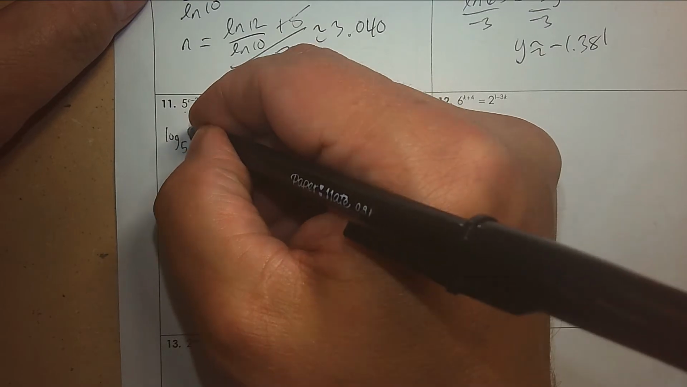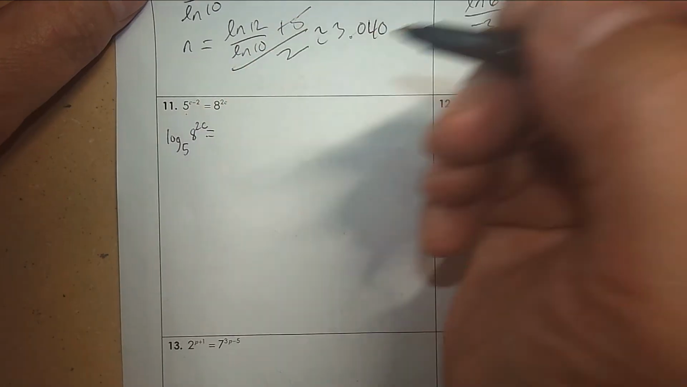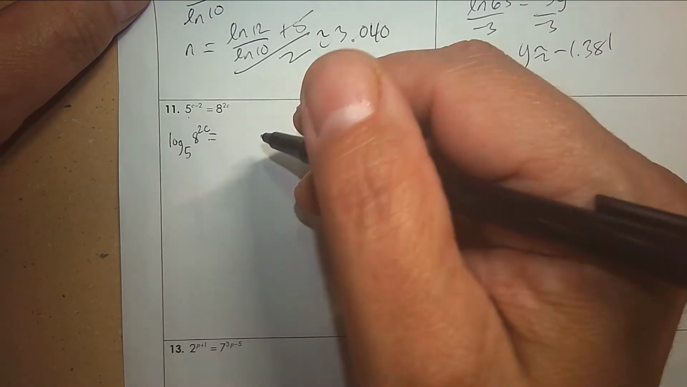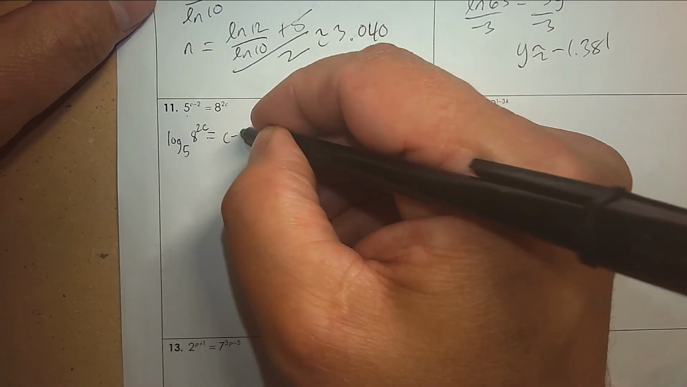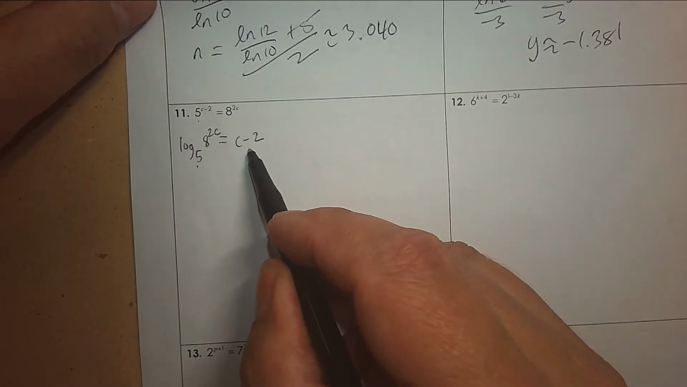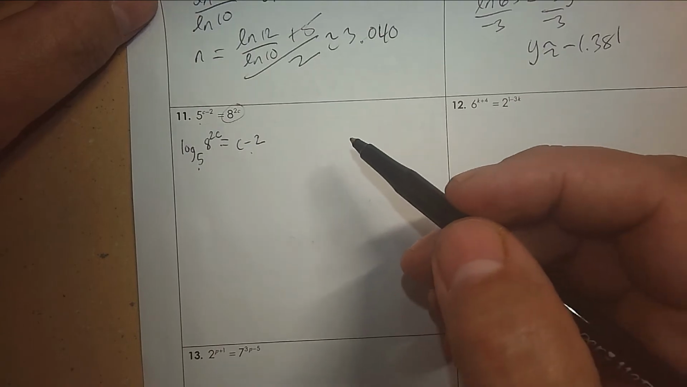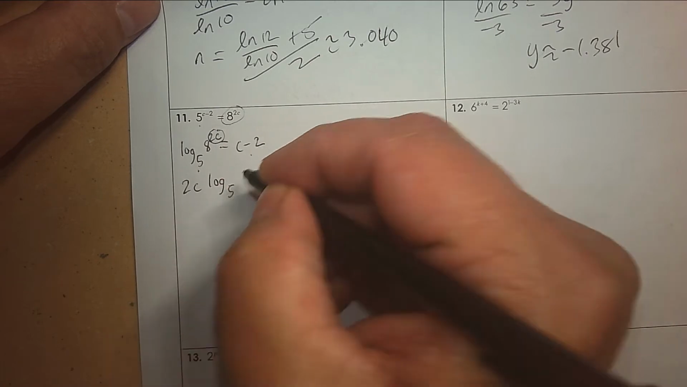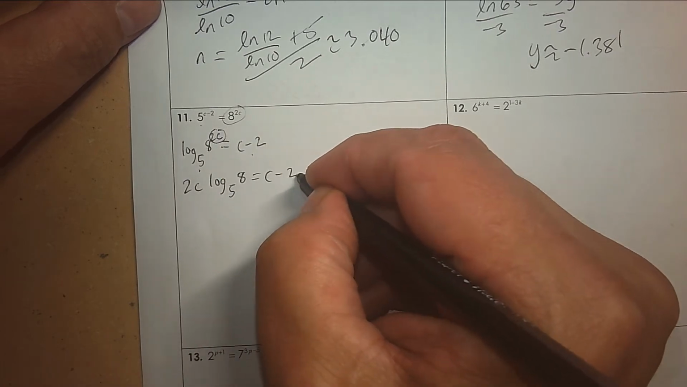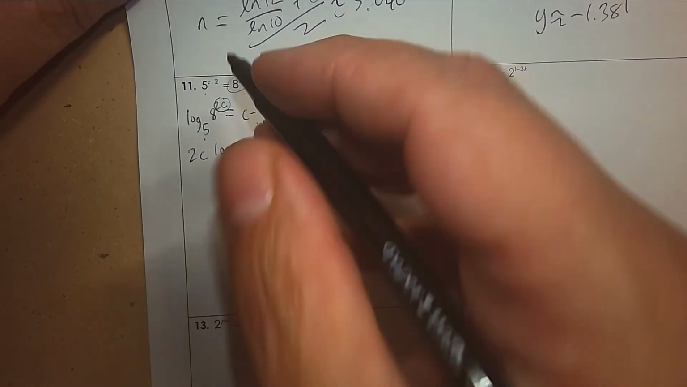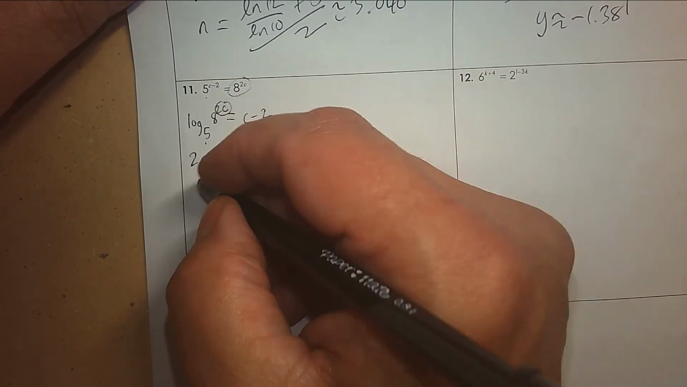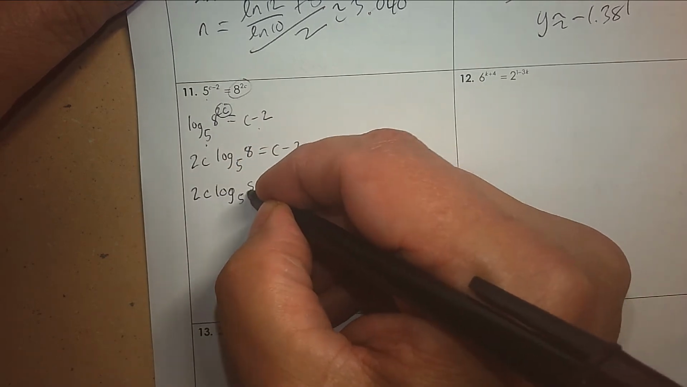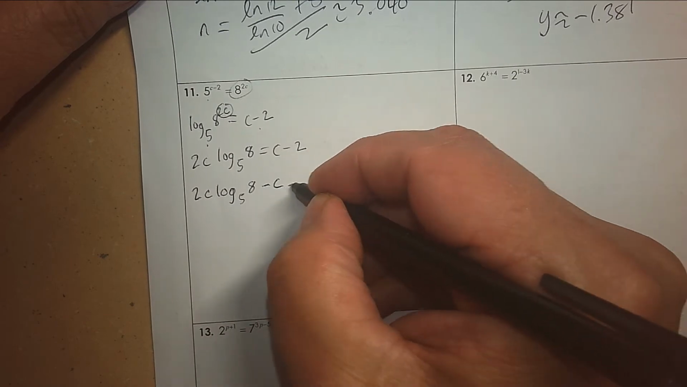That means inside the logarithm is 8 to the 2c, and that's equal to, on the other side, c subtract 2. So 5 to that exponent, and then the answer part goes in, even with the variable. Now, one of the logarithm properties is 2c can come in front as a product. And then the terms that have a c in it need to be beside each other. So we have 2c log base 5 of 8, and then I'm going to subtract c, so they're together.